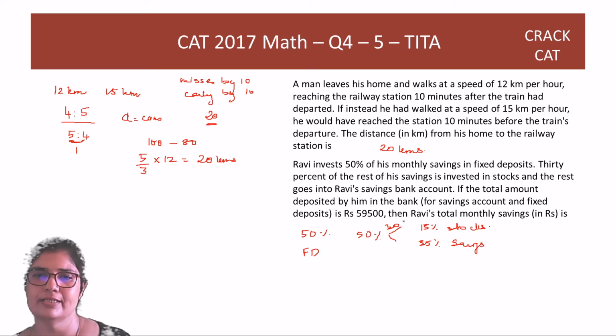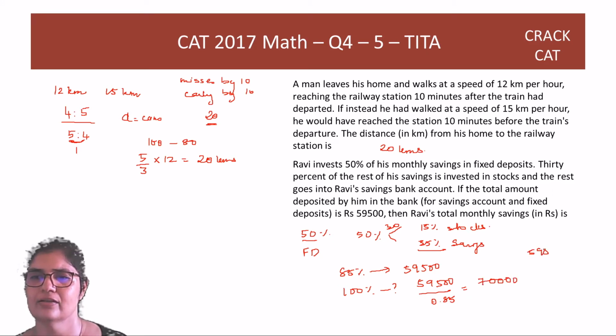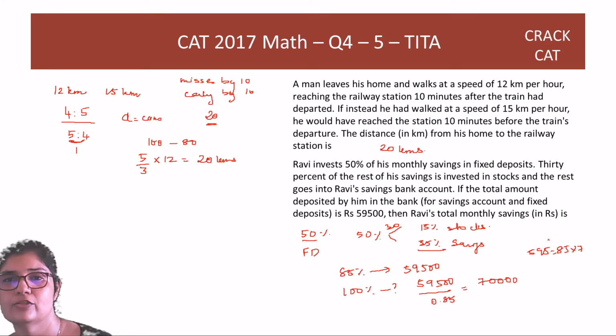So what does he deposit in the bank? He deposits this 50 plus this 35. So he deposits 85% in the bank, and that corresponds to 59,500. So if 85% is 59,500, then 100%, which is what you want, will be that divided by 0.85, which is 70,000. So 595, guys, is 85 into 7. Right? Great. Let's look at the next set of questions.